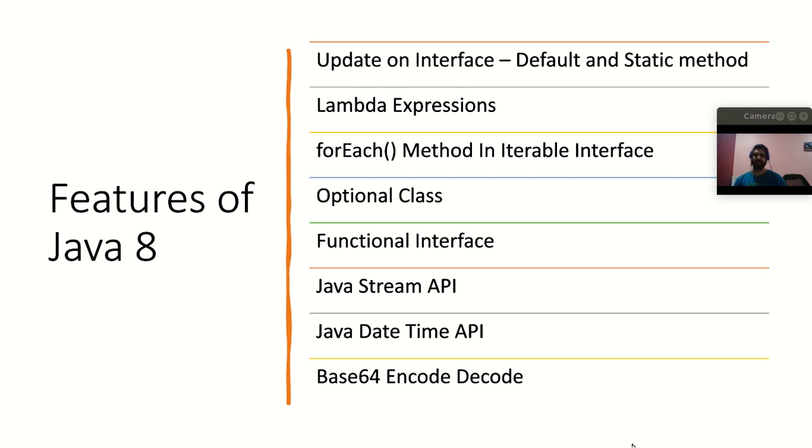A static method is basically a common method for all the classes. This static method you have to write in an interface. It contains the body also, and this static method you cannot override.